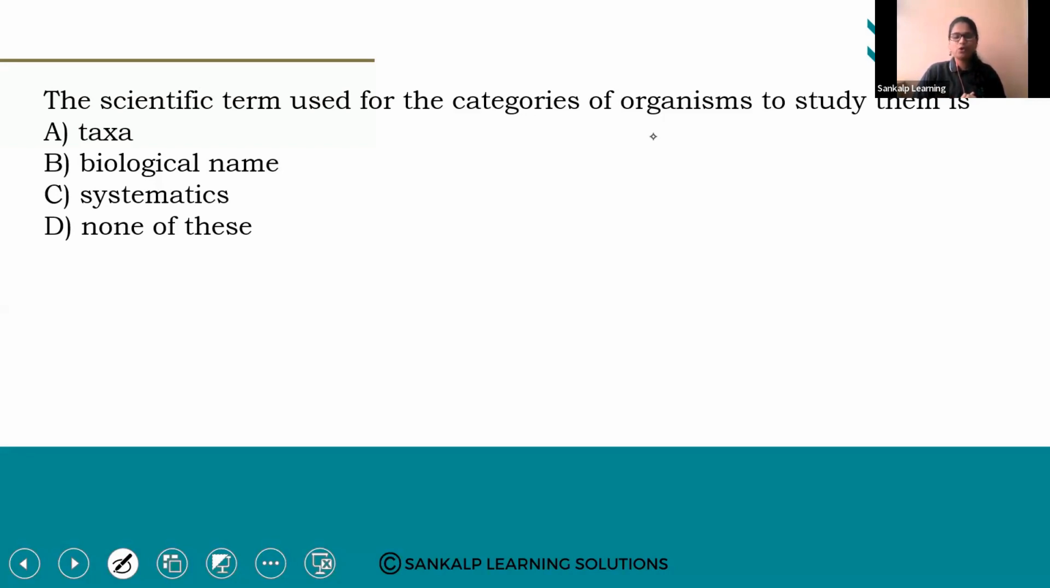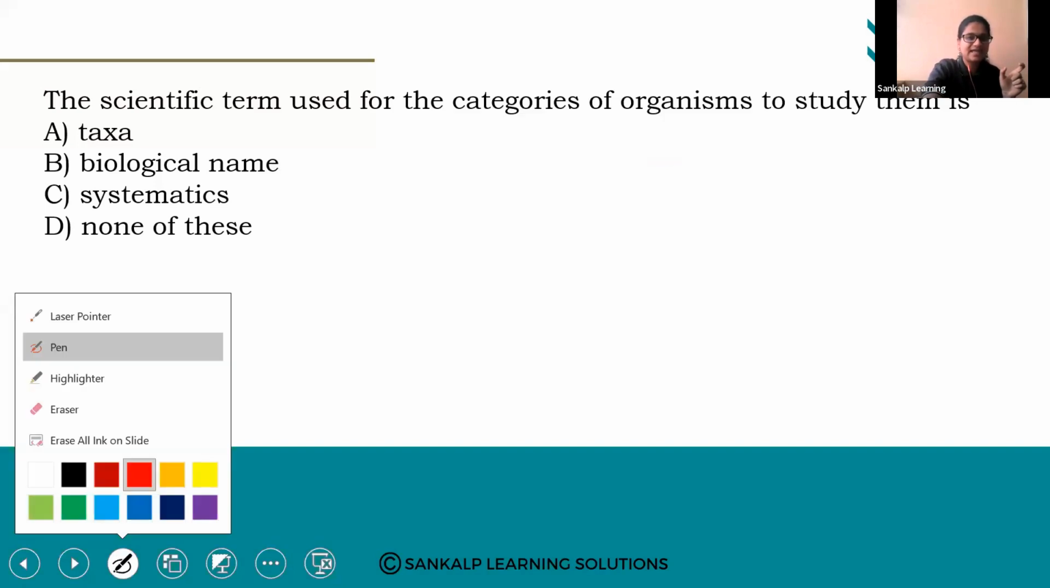Very few of them answered it correctly. Only 2 or 3 people answered it correctly. The right answer is option A, taxa. Those categories are there, no? Kingdom, phylum, order, class, family. These are all called taxa. So the right answer here is option A.